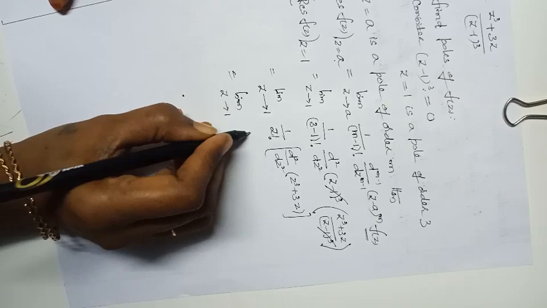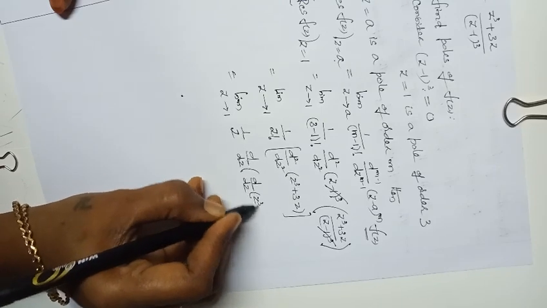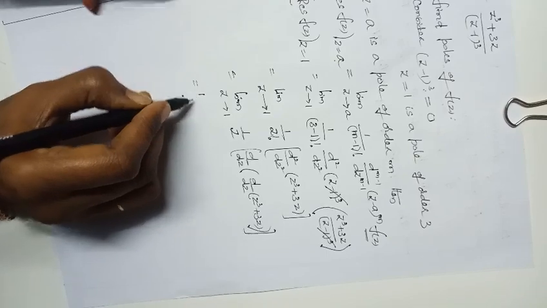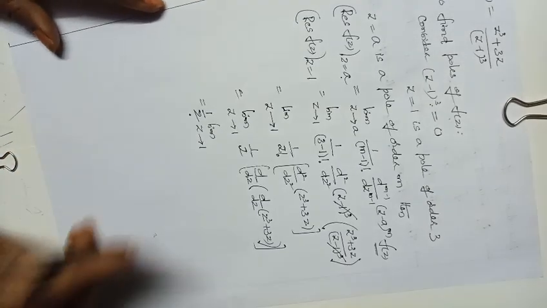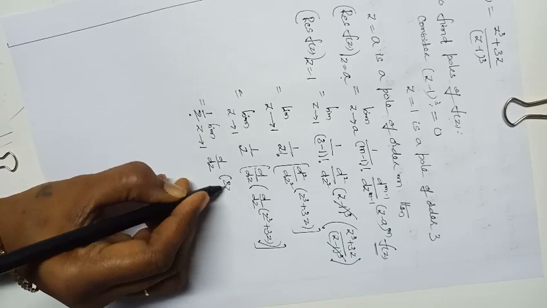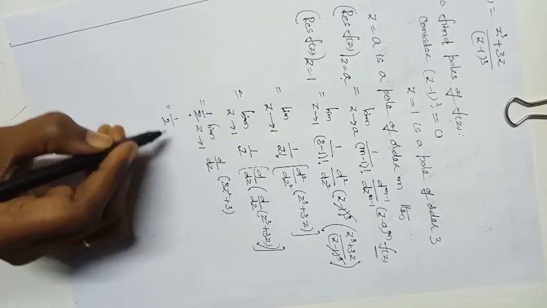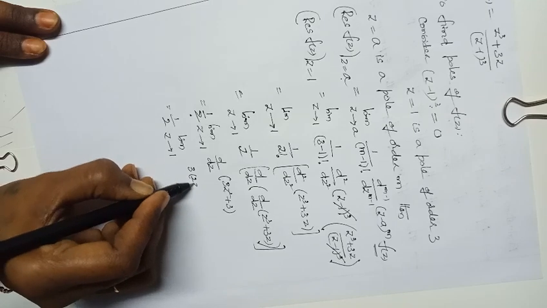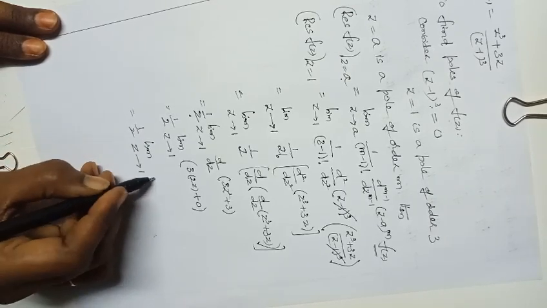Now differentiate this with respect to z two times. Limit of z tends to 1, 1 by 2, d by dz of d by dz of (z cube plus 3z). 1 by 2 is purely a number, so write it outside. The outer derivative stays as it is, and the differentiation of z cube plus 3z is 3z square plus 3. Again differentiate this with respect to z: 3 into z square differentiates to 2z, plus 0. Totally 1 by 2, limit of z tends to 1, of 6z.